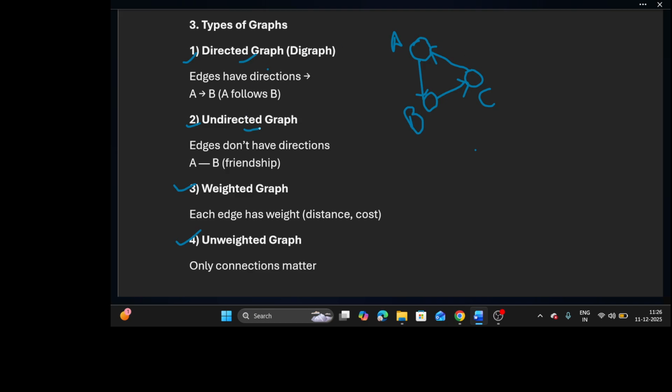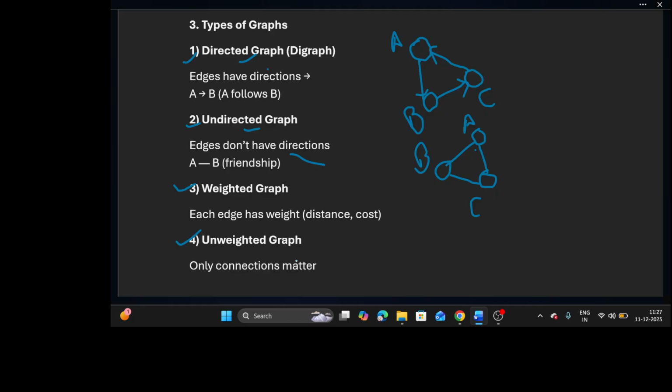Undirected graph means edges don't have direction. There are no directions mentioned. There is both way. A, B, C. It is not like A follows B, B follows C. There is no rule. A follows B, also B follows A. So the edges don't have any directions. A directed graph has a direction.